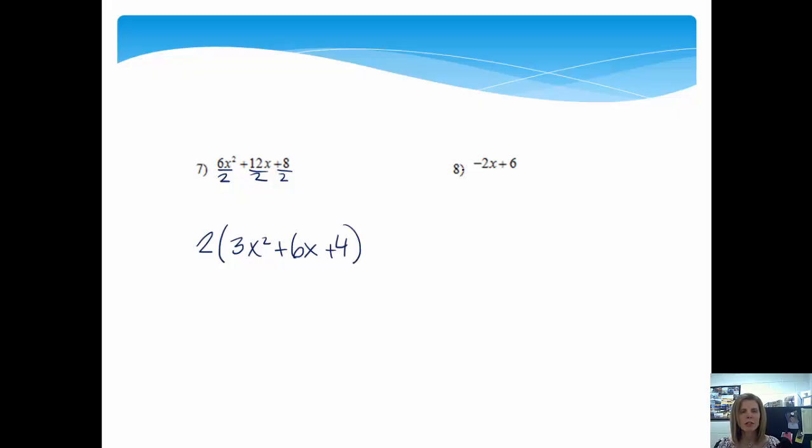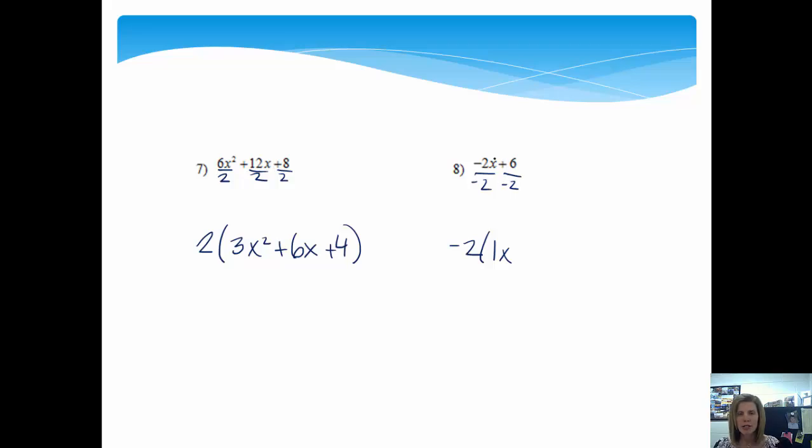Okay, number 8 is a little bit different just because this problem starts with a negative. If the problem starts with a negative, when I find my GCF, I'm going to include the negative in it. So when I look at what number goes into 2 and 6, I know it's 2, but I'm going to factor out a negative 2. So I'm going to divide both terms by negative 2. Negative 2 divided by negative 2 will be 1x.